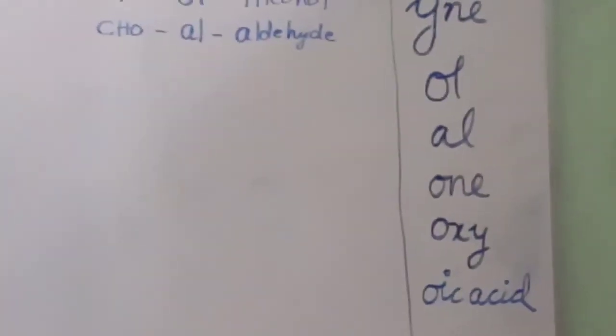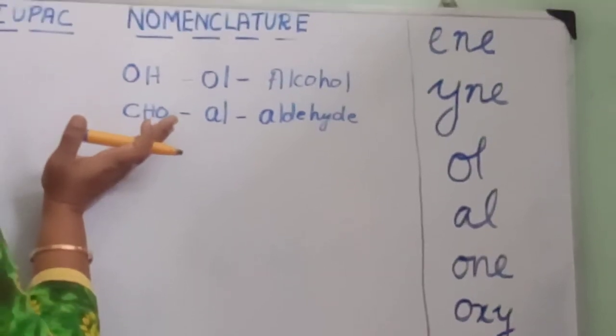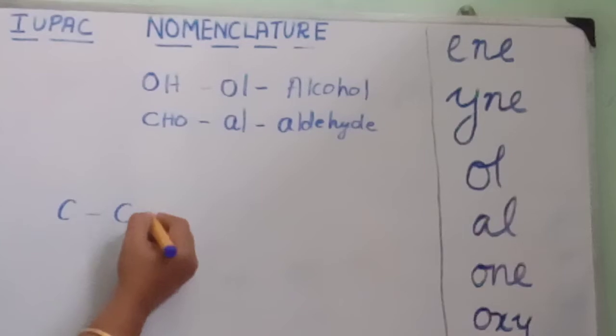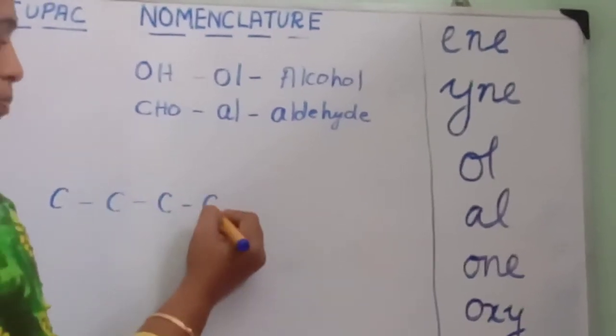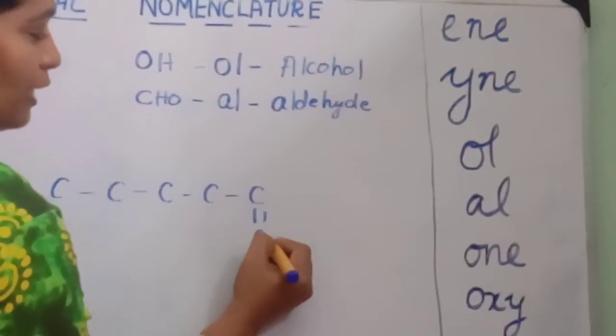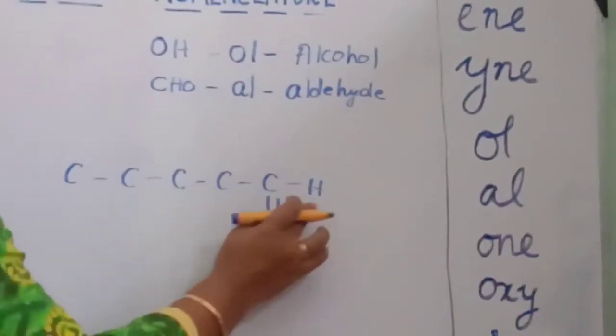So let us take an aldehyde. Again I have already said these are the groups which will only occur in the terminal position. So let us take an aldehyde. Again we are only taking an alkane, that is single bonded carbon. So let me make the aldehyde group here. So this we have to be very, very clear. Aldehyde is C double bonded H.